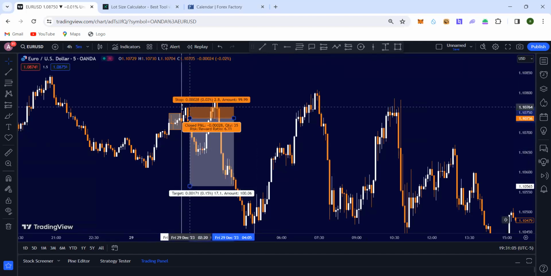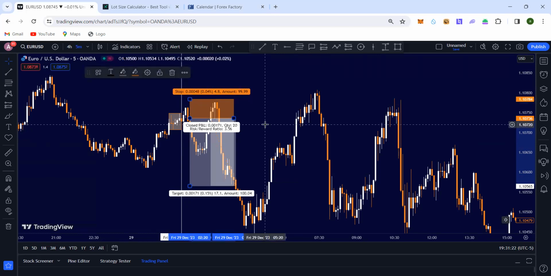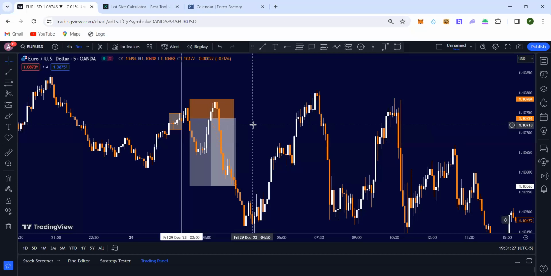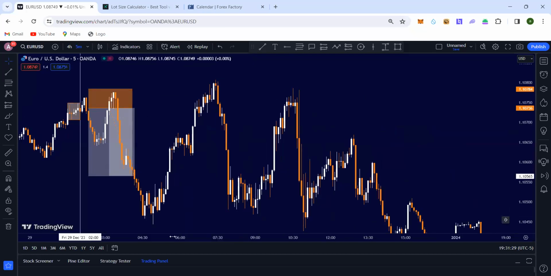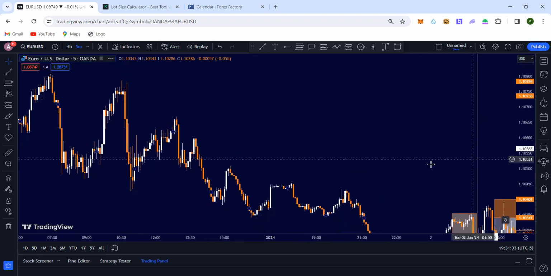I have my entry at 2.8 pips, right? So for this strategy, I always add an extra 2 pips to any pips that I get from my entry, to be safe. So that means for this trade, I'll be having 4.8, right? And then my TP at 3.5, right? So that is how I trade this strategy.